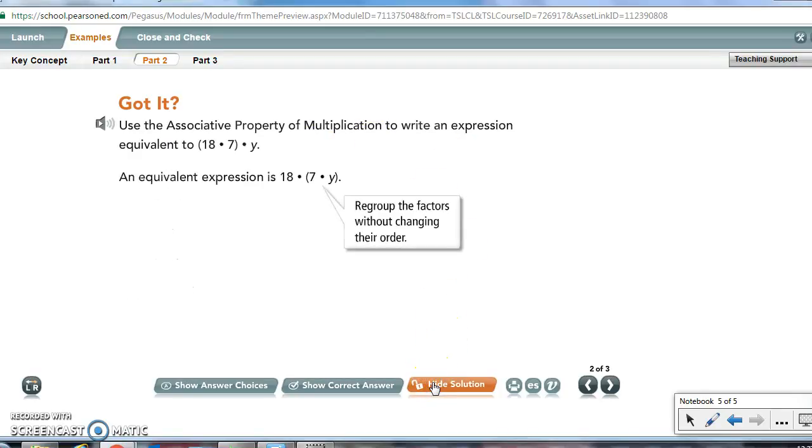The correct answer should be 18 times the product of 7 and y. Regrouping the factors without changing their order is the associative property of multiplication.